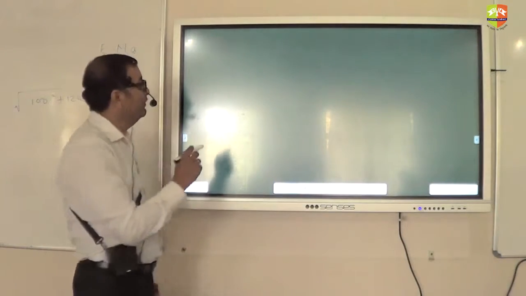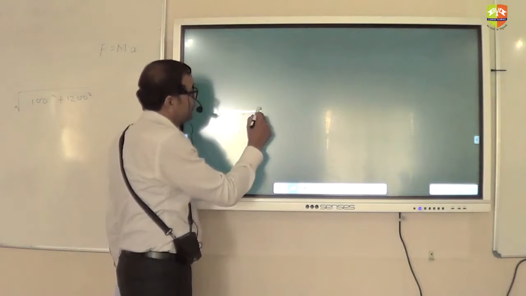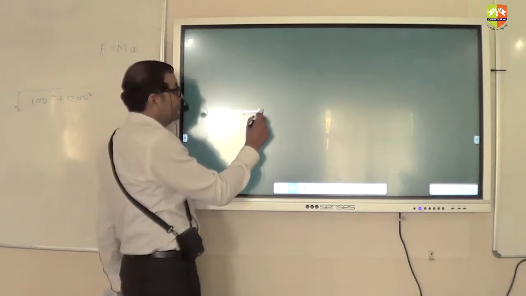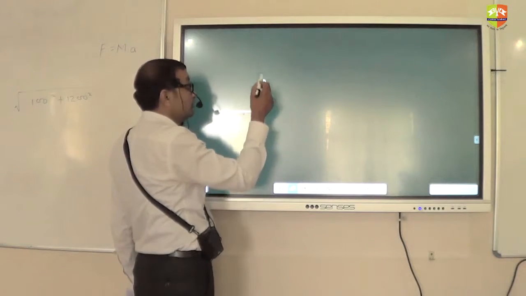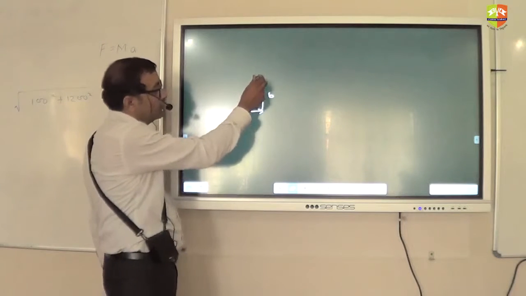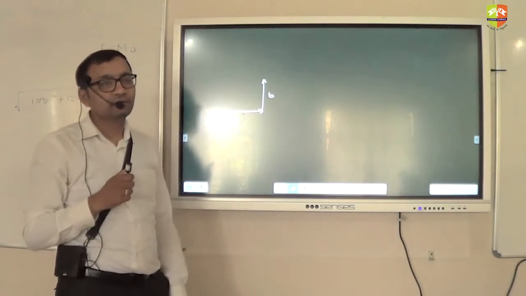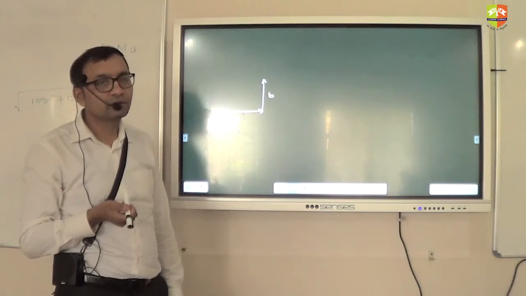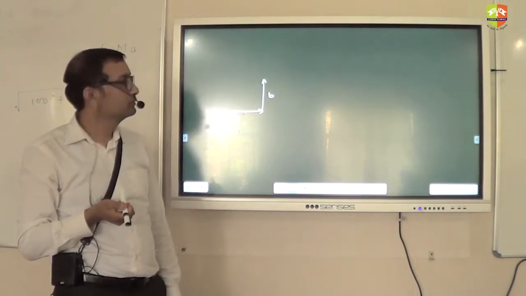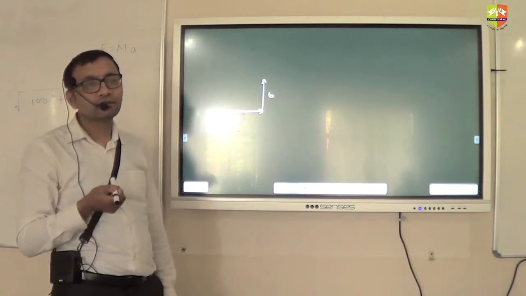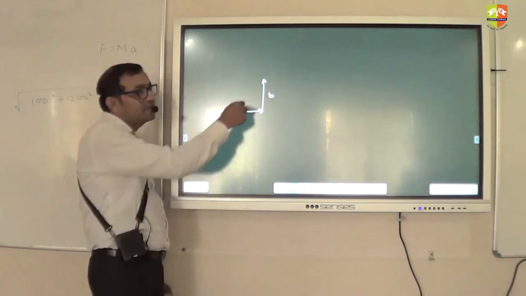Suppose the airplane goes north 8 meters, and then it goes south, east 3 meters, and then it comes out, or it goes up. That's what? West. What do you say? Okay, that's west you are saying.